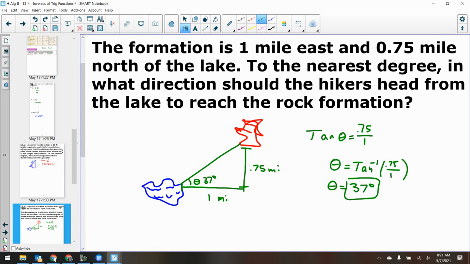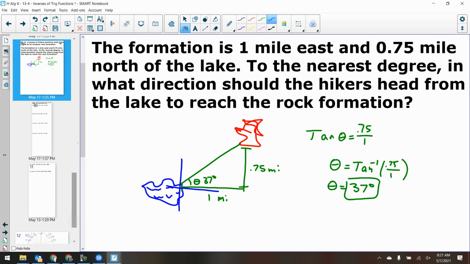You know what somebody who does bearings might say? They might say east 37 degrees north. That's how they would call that. That means starting at east, I want to go 37 degrees to the north. That's how they would say that. East 37 degrees north. GPS says I want to do that.